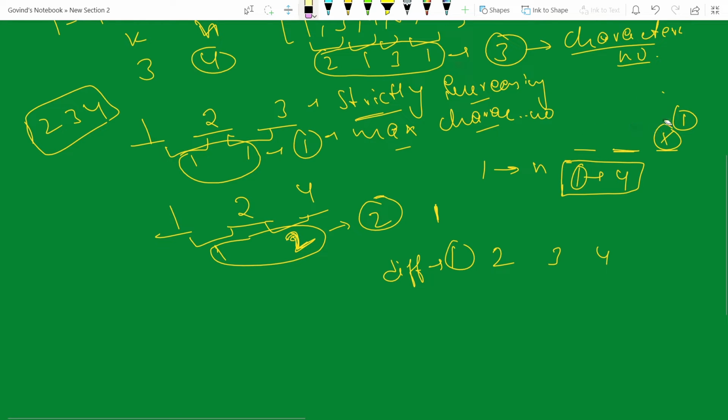So here I am going to start with 1. If I start with 1, what is the next element that I can get? I need a next element with a difference of 1. It means 1 plus 1, that is 2. So with a difference of 1, we get the number 2.